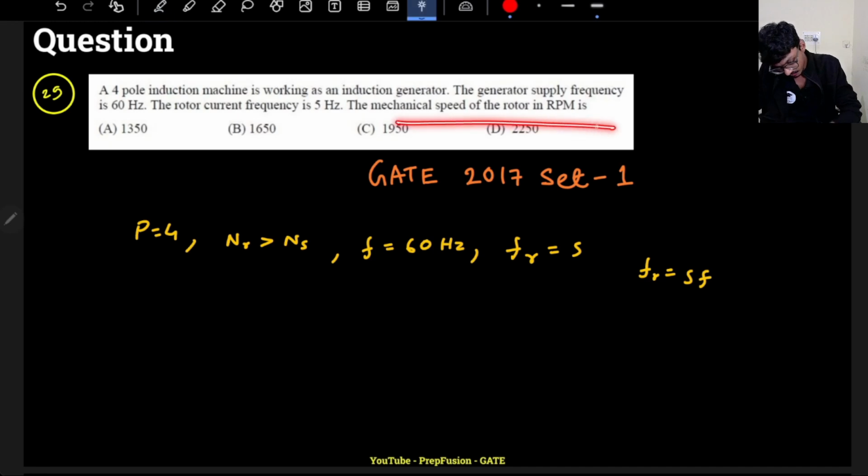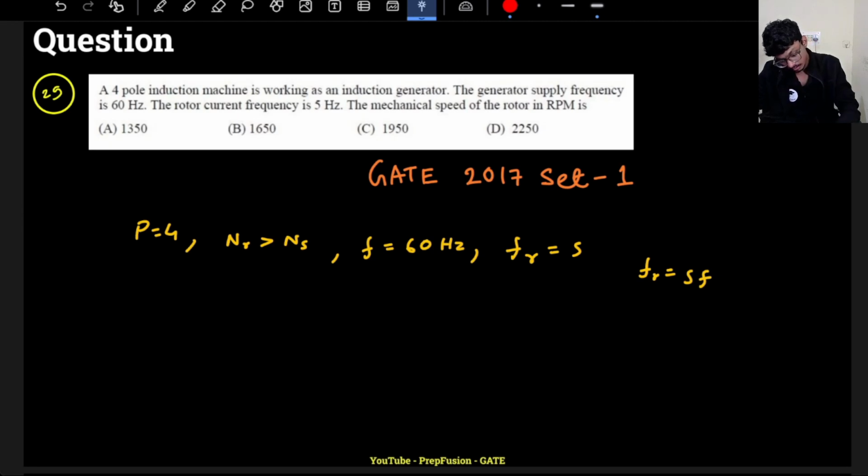What is the mechanical speed of the rotor? Now it is operating as a generator. So what will be the slip now? Remember, what is the slip now? Will it be simply equal to s into f? Because they are asking me the mechanical speed of the rotor, right?